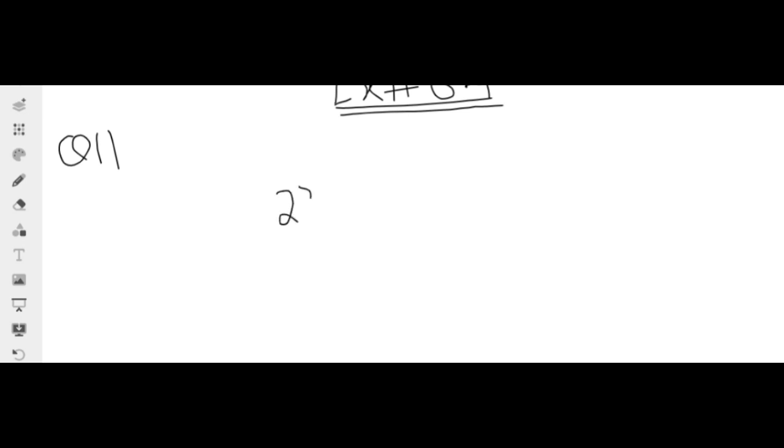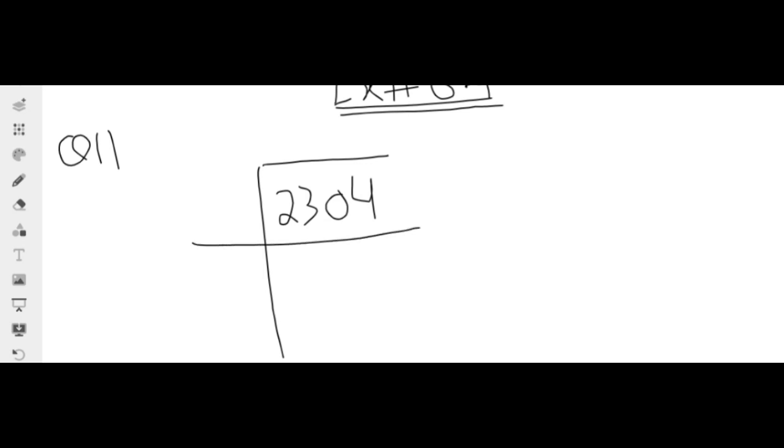2 3 0 4. So which number will I pick, Sukena? It should be the number that is less than 23 or equal to it, and the number should be the same. 4. 4 fours are? 16. Very good. 4 fours are 16.